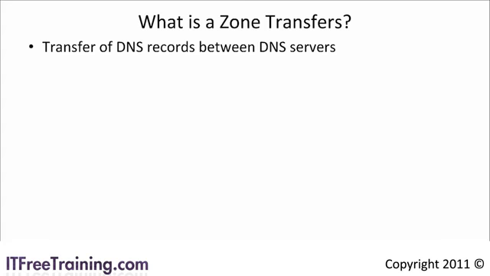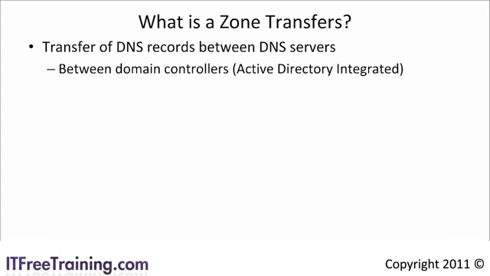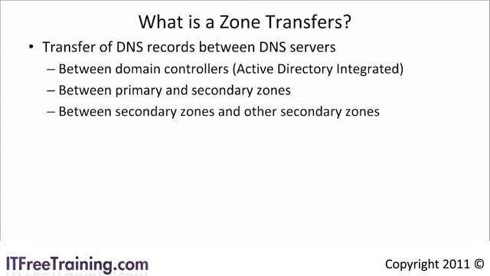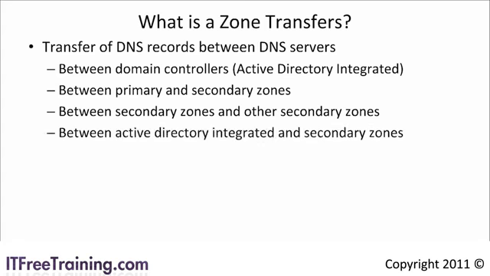If you are using Active Directory integrated zones, this process happens between domain controllers with the rest of the Active Directory database. If you are using primary zones, this happens between the primary zone and the secondary zone, or zones. There can only ever be one primary zone. However, you can have as many secondary zones as you wish. You can also have zone transfers between secondary zones and other secondary zones. Finally, you can set up transfers between Active Directory integrated zones and secondary zones.